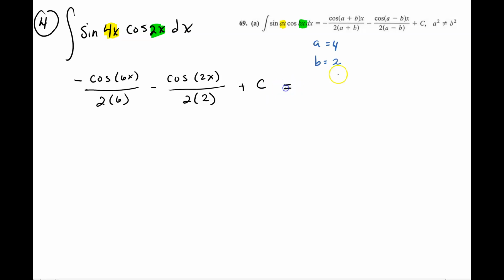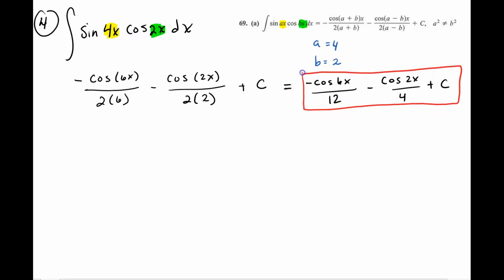We can clean it up a little bit more. We can say negative cosine of 6x over 12 minus the cosine of 2x over 4 plus C, our constant of integration, and we are done.